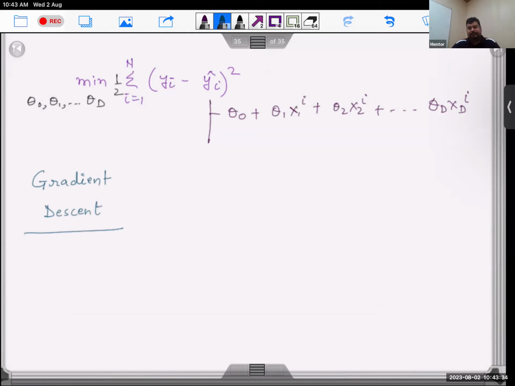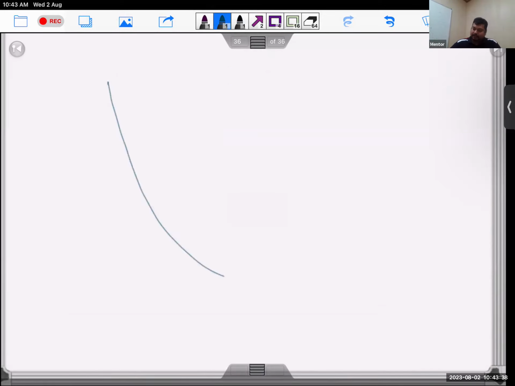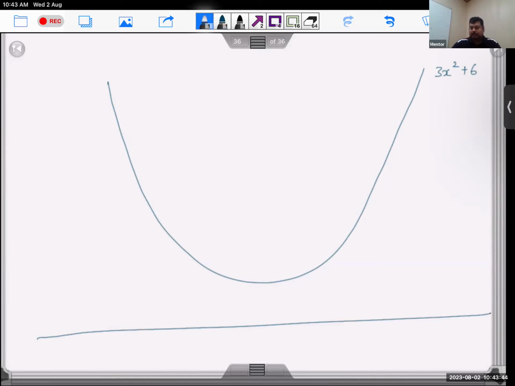Let's see how it works. Imagine I'll take this function, say 3x square plus 6. Find me that value of x which minimizes f(x), which gives the least f(x). This is what we have to solve. What is that value?